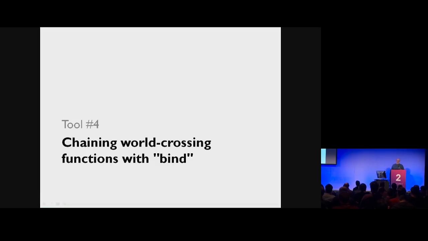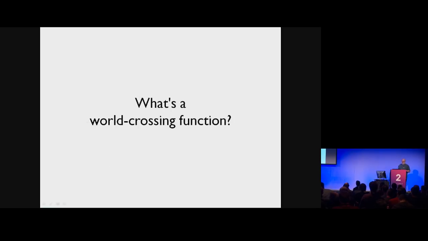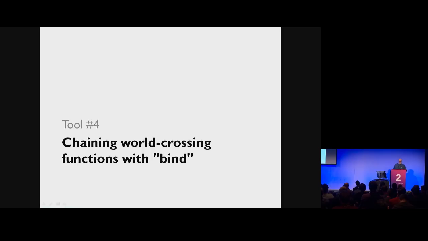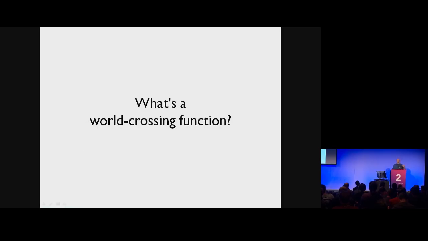Now, this is probably the most important tool in the functional toolbox, which is bind. And it's used for world-crossing functions. Okay, what is a world-crossing function? I'm introducing all these concepts, but they're not particularly difficult to understand. It's just something different that you're not used to if you're not a functional programmer.